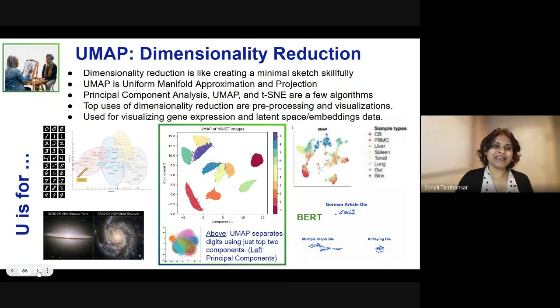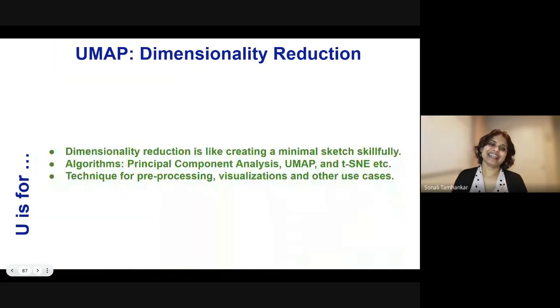So our takeaways in a nutshell, like a sketch artist, some AI algorithms capture data minimally, like UMAP, principal components analysis, and t-SNE. Dimensional reduction is used for pre-processing and especially for visualizations.